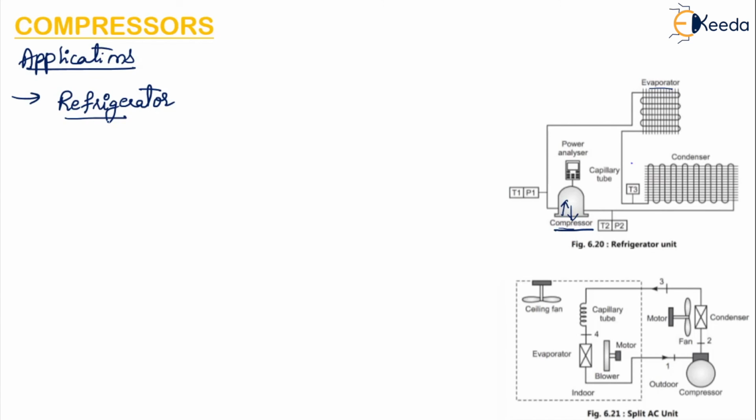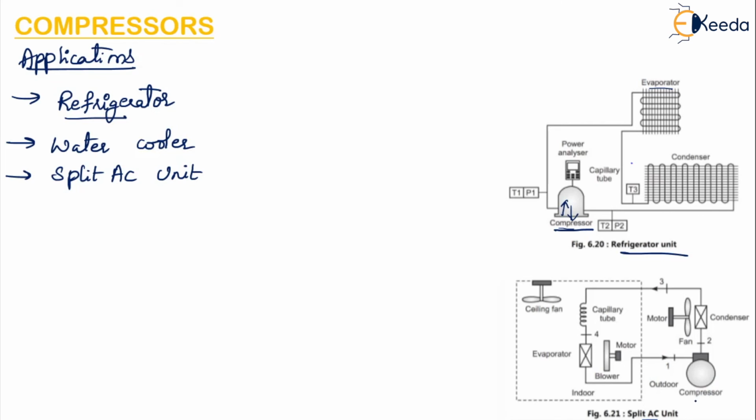So that is the work of the compressor in a refrigerator. The same way it is working in a water cooler. So again here refrigerants are used. Then split AC unit. So here we have taken example of refrigerator unit and split AC unit.